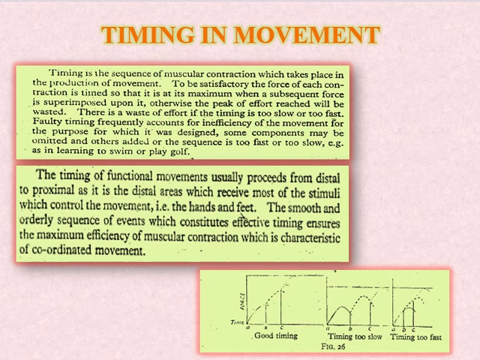Now, what is the timing in movement? Timing is the sequence of muscle contractions which take place in the production of movement. To be satisfactory, the force of each contraction is timed so that it is at its maximum when a subsequent force is superimposed upon it. Otherwise, the peak of effort reached will be wasted.